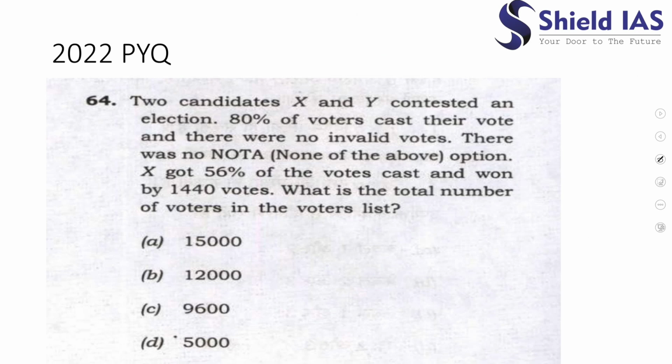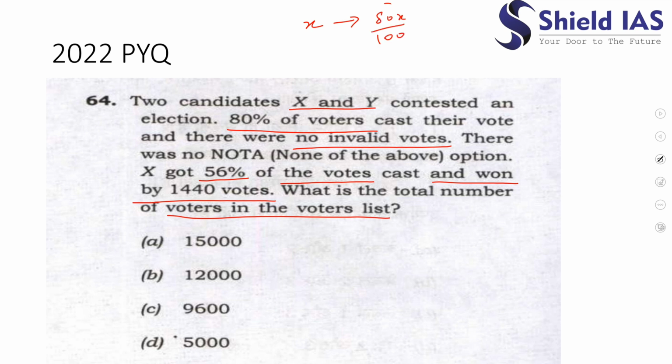Now next question: two candidates x and y contested an election. 80% of voters cast their vote and there were no invalid votes. Okay, so 80% of people are voting. There was no NOTA option. X got 56% of the votes cast and won by 1440 votes. What is the total number of voters in the voters list? Yes, let the total number of voters be X. So 80% votes are cast, that is 80x by 100. These are the total number of votes that have been cast.